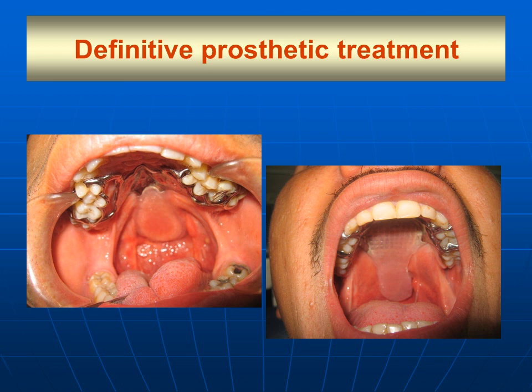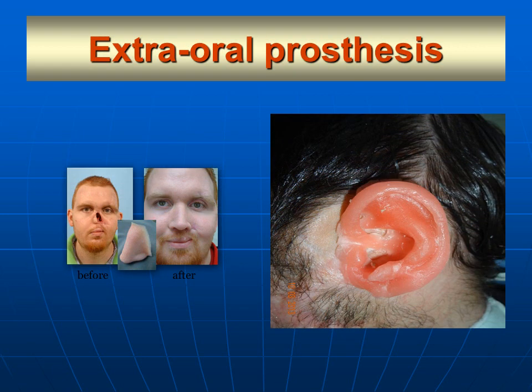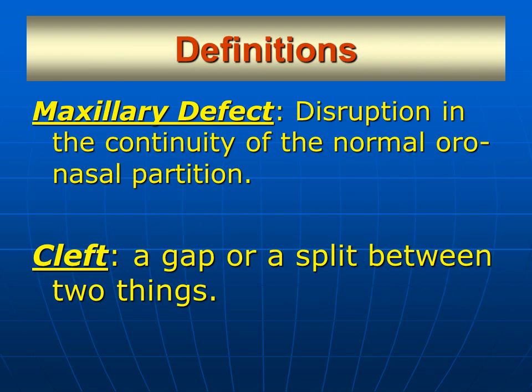This is an appliance made for a case with cleft palate or with a case of acquired defect after tumor resection, and extraoral prosthesis like the replacement of the whole or part of the nose as well as the ear. A maxillary defect denotes disruption in the continuity of the normal oronasal partition.